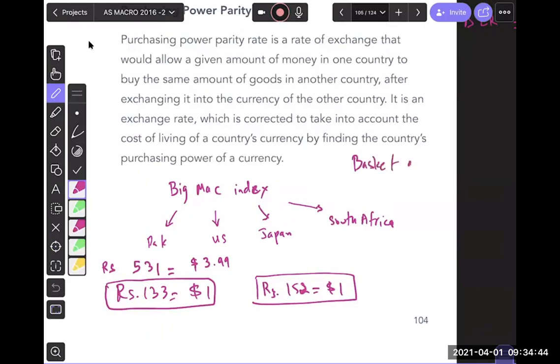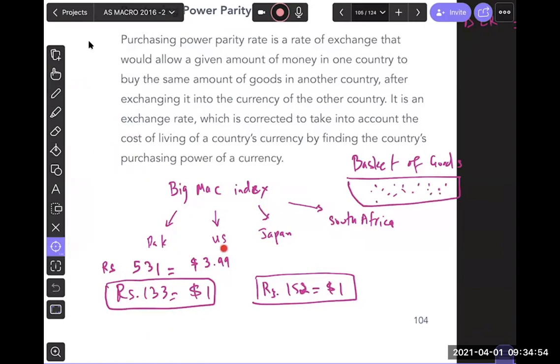Okay, we create a basket of goods and we find out the price of those goods. These are the items in the basket. We find those goods in the UK, in Pakistan, Japan, South Africa, and we find out how much this basket costs. That basket of goods, which is probably the same goods, once we figure out the price, becomes my exchange rate. And we use this exchange rate whenever we are comparing two countries.